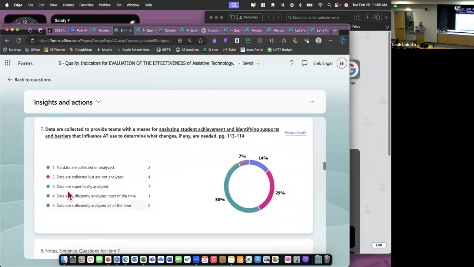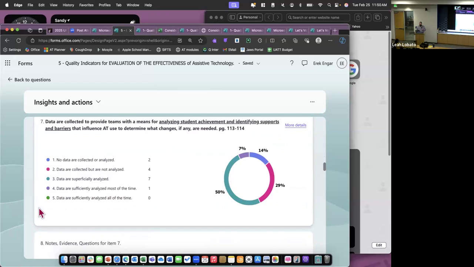Okay, so data are collected to provide teams with a means to analyze student achievement and identify supports and barriers.